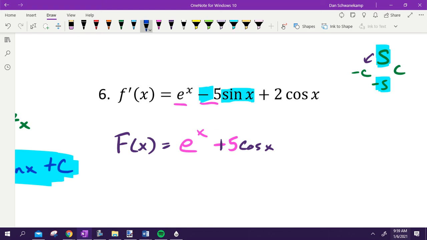And then my last one here. I've got a 2. Great. Antiderivative of cosine. What comes before cosine? Sine. So it's 2 sine x plus c. Don't forget it. Plus c. Done.